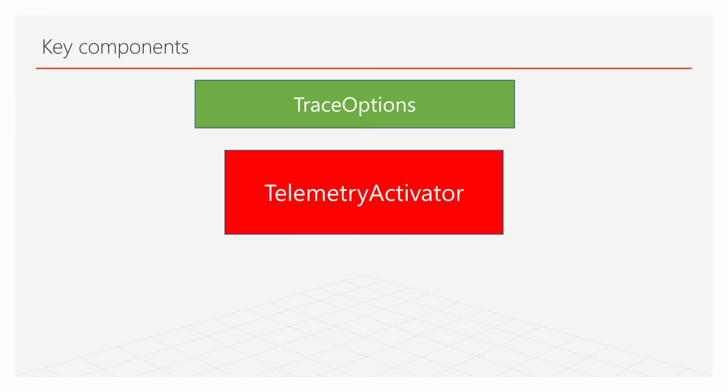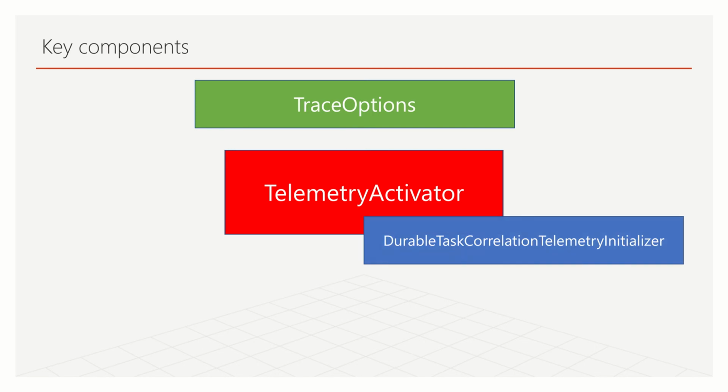So instead, you need to create some instance class for sending the data to Application Insights. That is why the telemetry activator is very important. And the other very important one is the durable task correlation telemetry initializer.